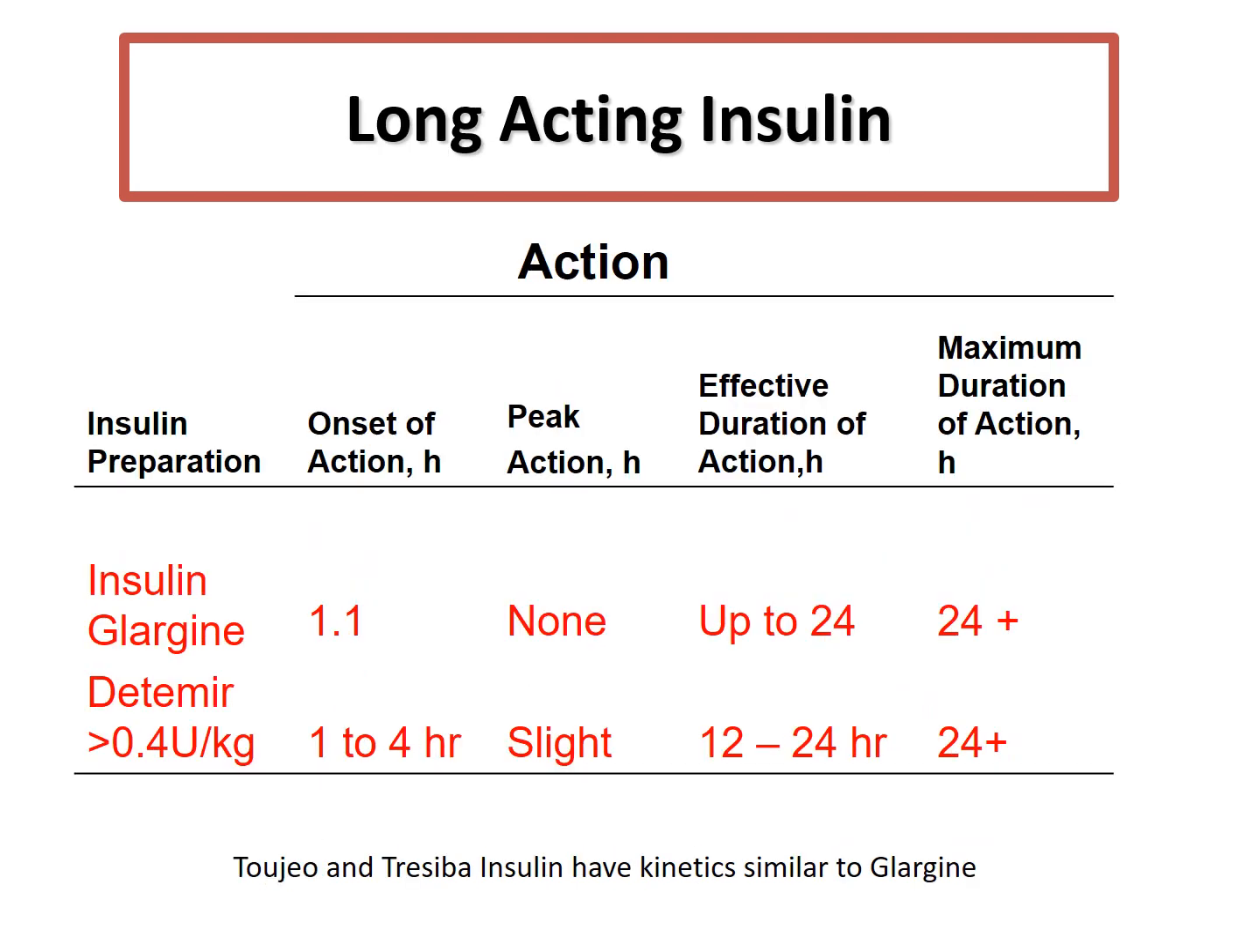Long-acting insulins have a longer duration of effect, and they can be effective for up to 24 hours. Glargine, which is Lantus, Detemir, which is Levemir, and then the two newest long-acting insulins on the market, Toujeo and Tresiba. Their kinetics are very similar to Glargine. What do I mean by kinetics? Their duration of action.